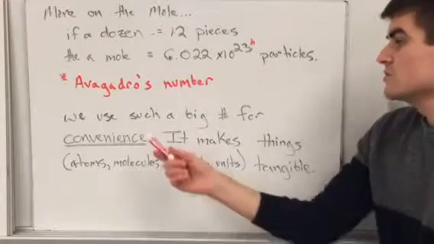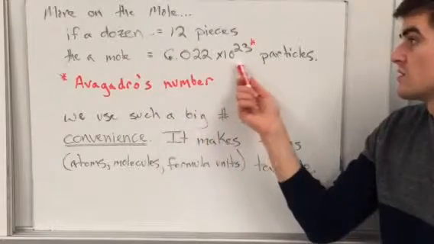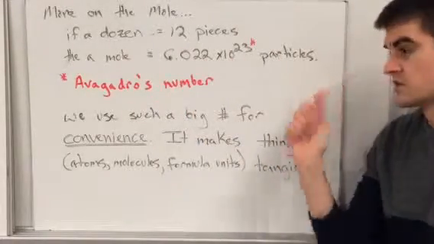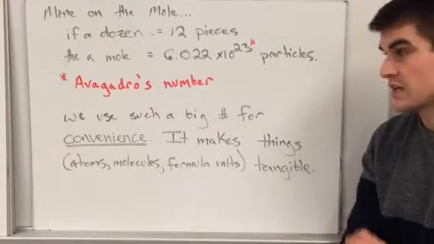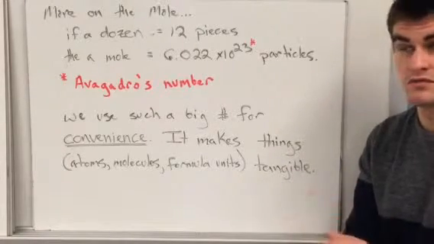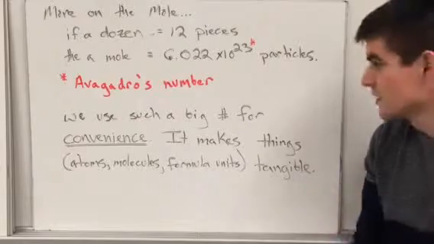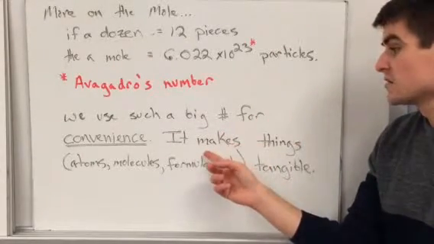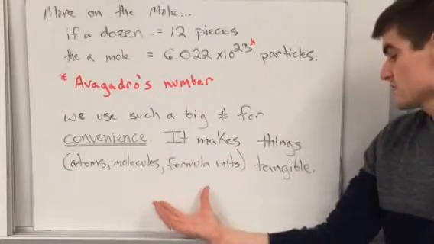But we use such a big number, so this is 6 with 23 zeros after it. You know, we're talking billions of billions, or actually more than that even, billions of millions.